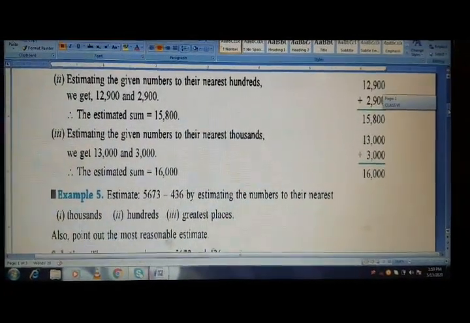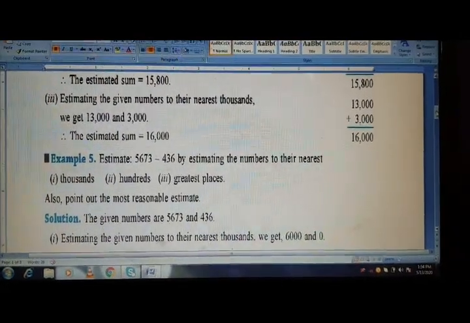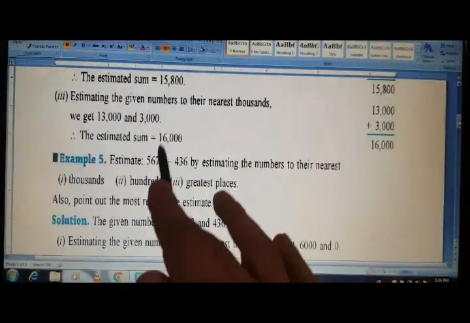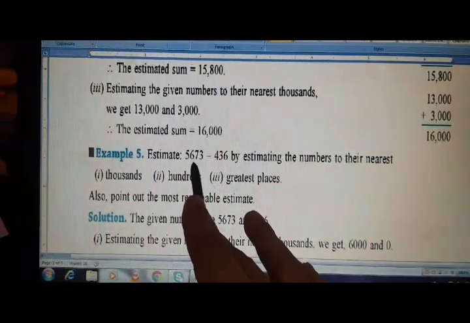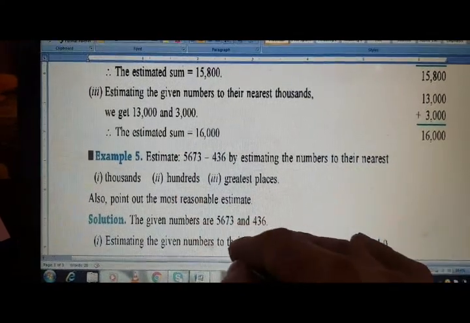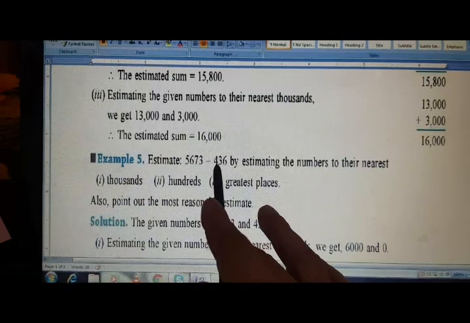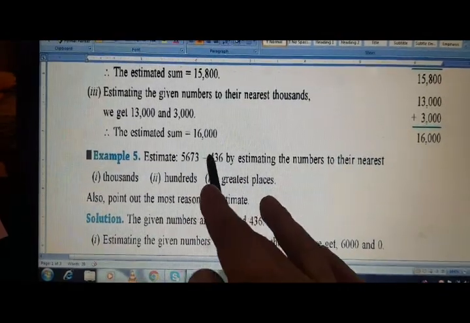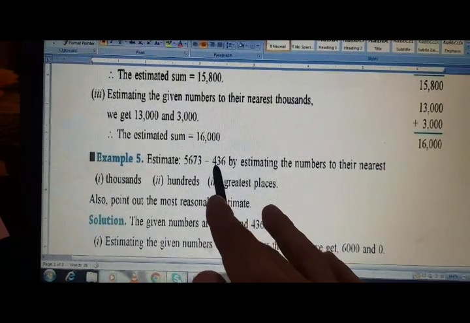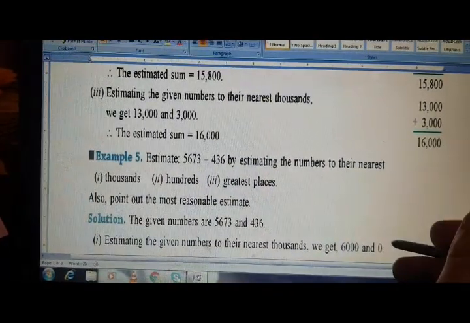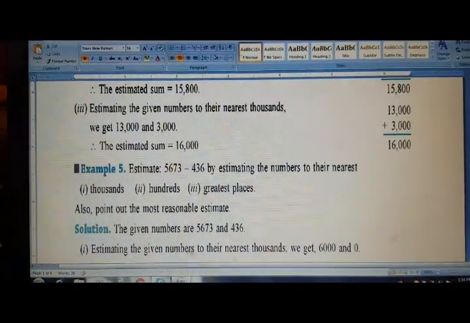Now we will find the difference here. Every process is the same, only instead of adding we will subtract. So nearest thousands, we will check hundreds, 6 is greater than 5, 6,000 will be the rounded off number for this. If we check from the hundreds place, because we have to find the thousands place, there is no thousands place, 0 is here, we won't round it off because 4 is smaller than 5, so the answer is 0. So 6,000 minus 0 is 6,000.